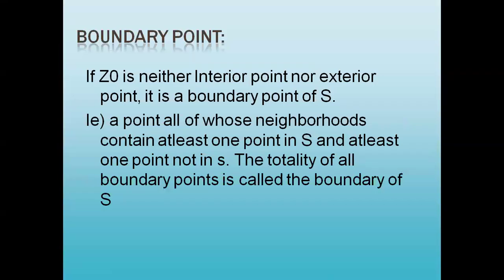Next, boundary point. If z naught is neither an interior point nor an exterior point, it is a boundary point of S, a point all of whose neighborhoods contain at least one point in S and at least one point not in S. The totality of the boundary points is called the boundary of S. If z naught is neither interior nor exterior, that point is called a boundary point.